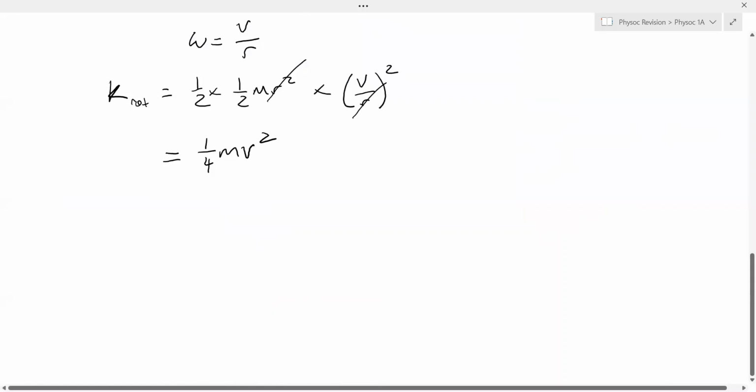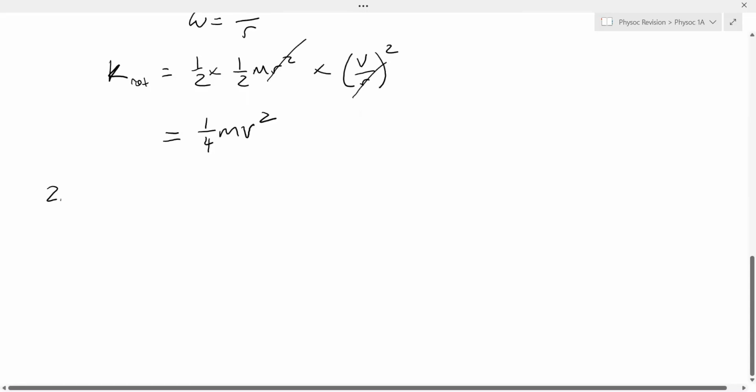The only time it wouldn't have translational kinetic energy and only rotational would be if the center of mass isn't moving. So the center of mass is fixed and everything is just rotating about the center of mass, then there's no translational kinetic energy or regular kinetic energy, it's just rotational. But if the center of mass is moving, then we're going to have our normal kinetic energy plus the rotation.